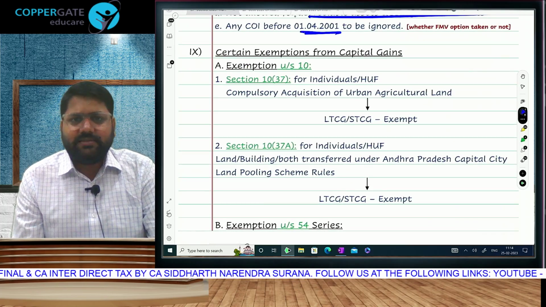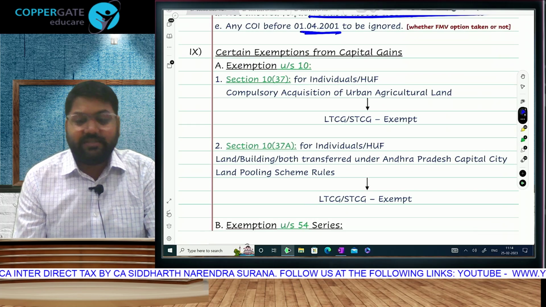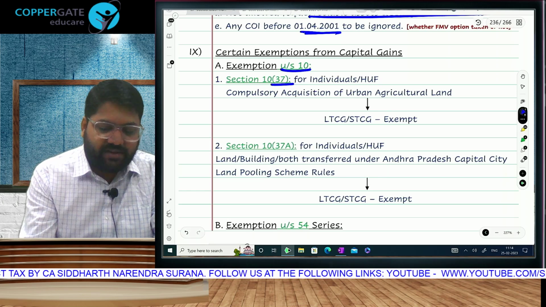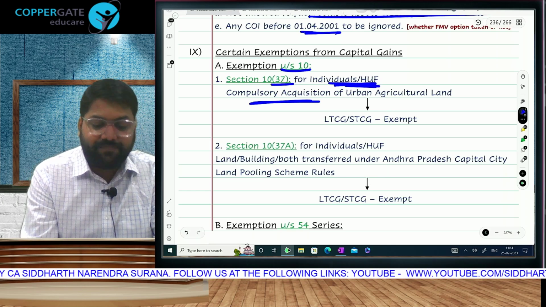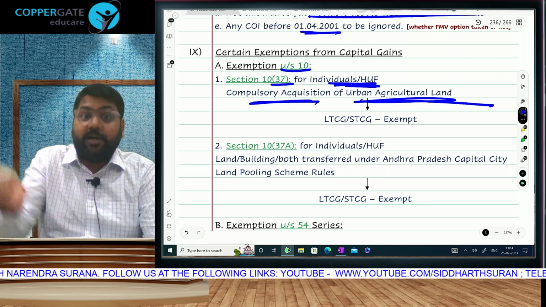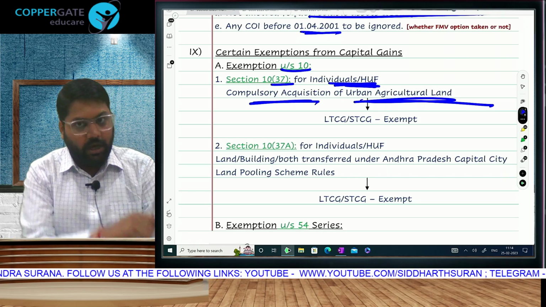Last part of capital gain, certain exemptions from capital gain. First, section 10 exemptions, which are actually exempt. Amount column directly 0. 10(37): for individual, HUF, if there is compulsory acquisition, it's a taxable transfer. And urban agricultural land is a capital asset. Rural is excluded from capital asset. Urban is a capital asset.